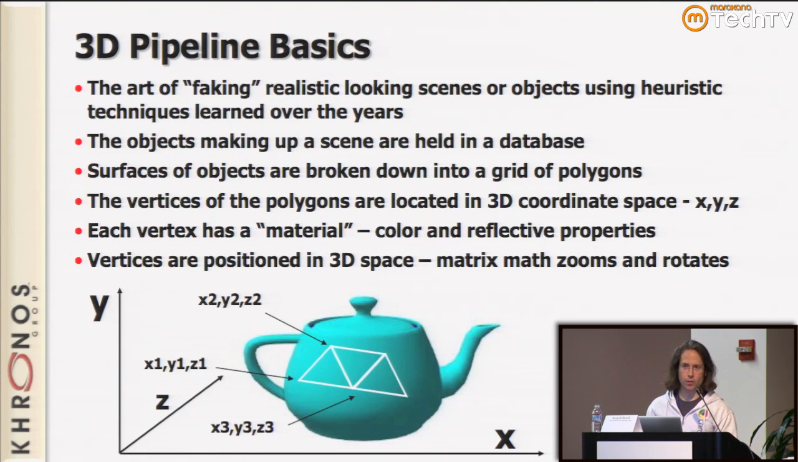So the surfaces of the 3D objects that are rendered with WebGL, with any of these APIs, are broken down into a grid of triangles, a mesh of triangles. And the points of the triangles live in a 3D coordinate system, 3D space.